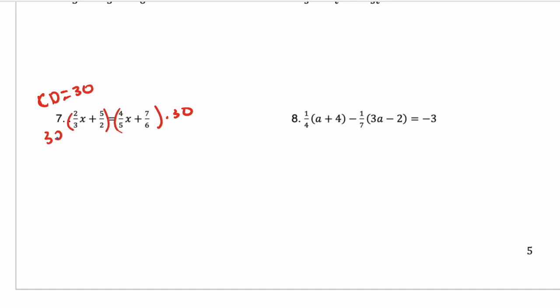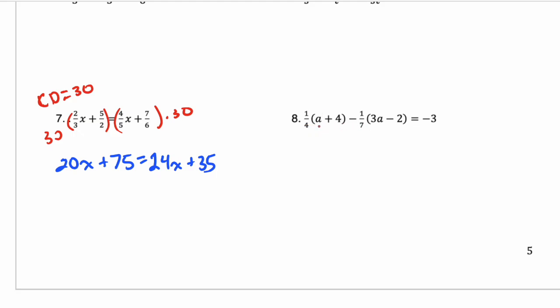In the first fraction, you're going to do 30 divided by 3 first to get 10. 10 times 2 is 20. Then you do 30 times 5 over 2. You do 30 divided by 2 times 5. That's 15 times 5, 75. And next one, we do 30 divided by 5, which is 6. 6 times 4x is 24x. And lastly, 30 divided by 6 is 5. 5 times 3 is 15. All the fractions are gone. We'll do one more example over here.